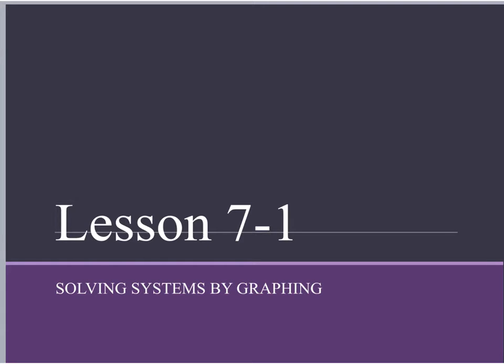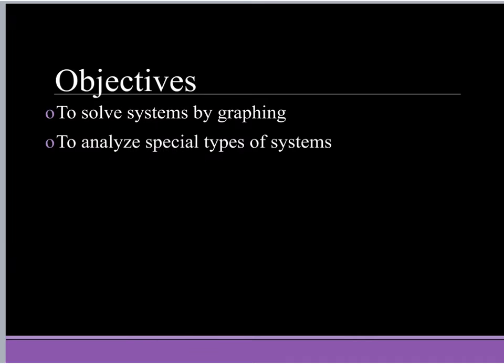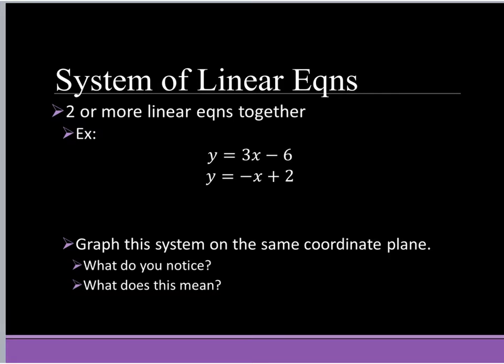Today we're going to look at solving systems by graphing. So ultimately we're going to solve systems by graphing. Okay, we're going to find out what a system is, and we're going to look at analyzing special types of systems as well. So first and foremost, a system of linear equations is two or more linear equations that are going to be put together, okay? And by putting together, it means that there's a relationship between them, okay?